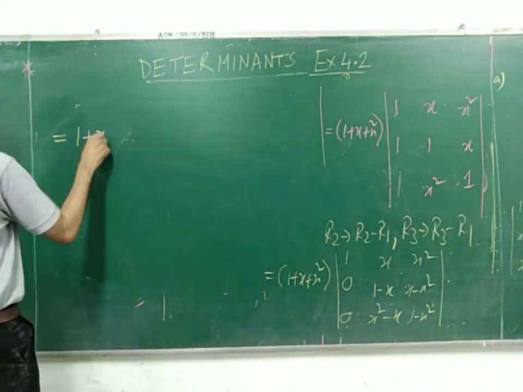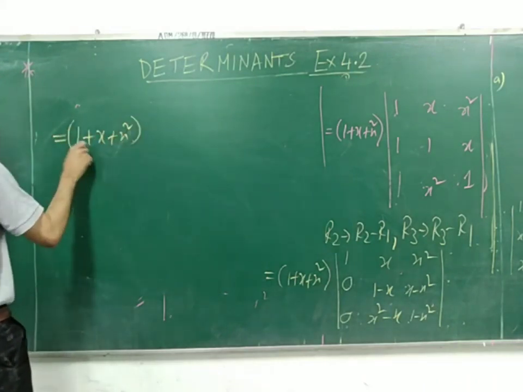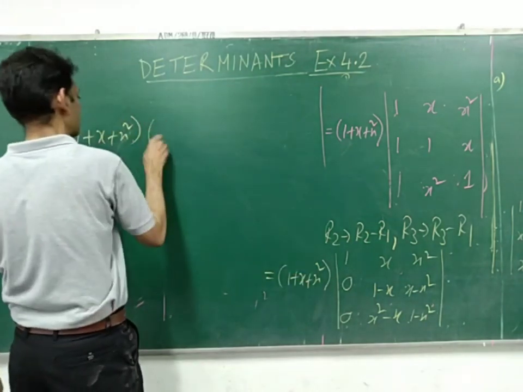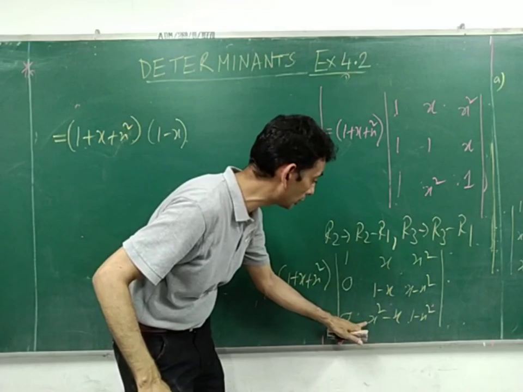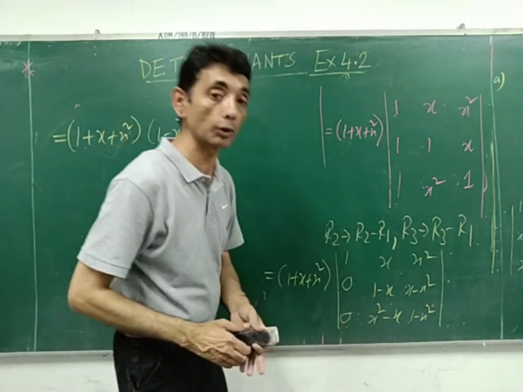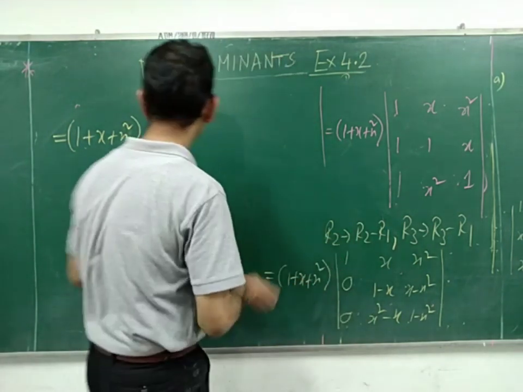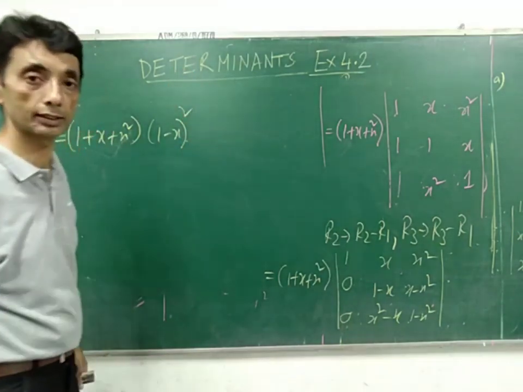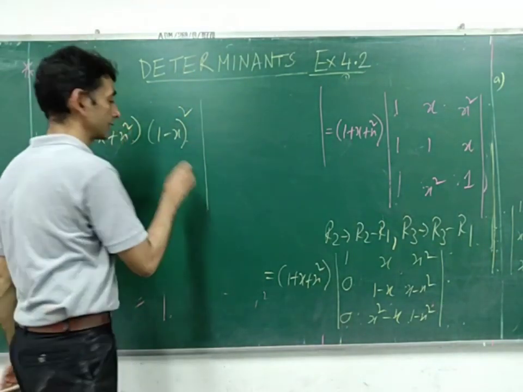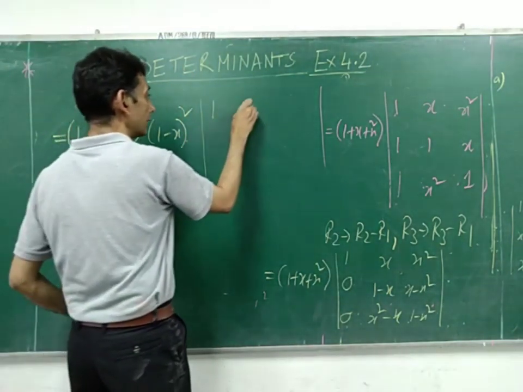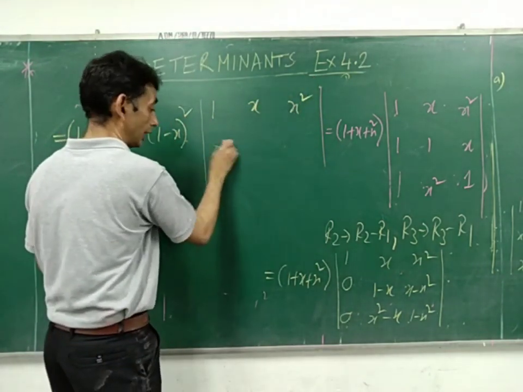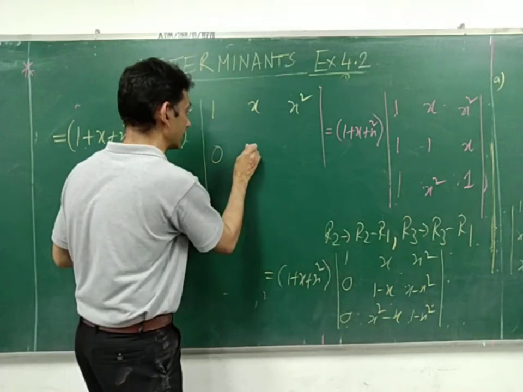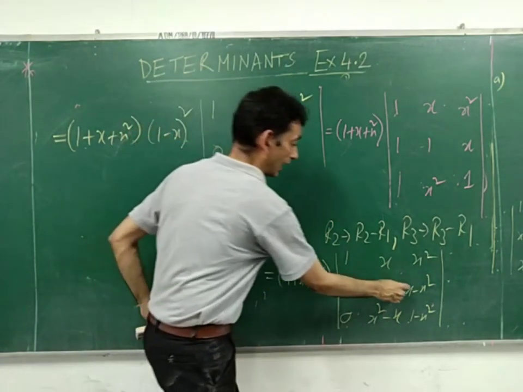1 plus x squared is already there. So we'll be taking 1 minus x common from the second row and 1 minus x common from the third row. That means there will be two 1 minus x factors. We have taken common, so 1 minus x whole squared. So it will be 1, x squared. Then this is 0. Observe these terms now very carefully. This is 1 and this is x minus x squared.